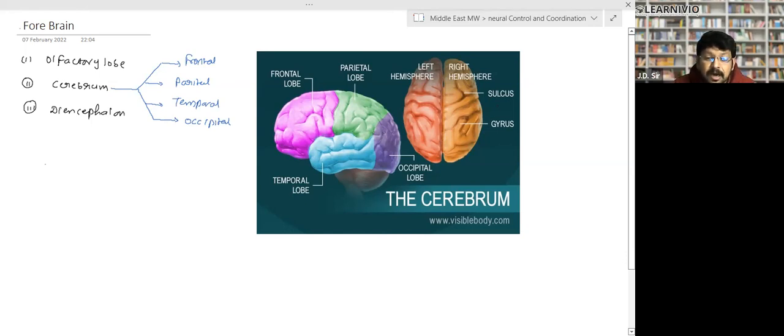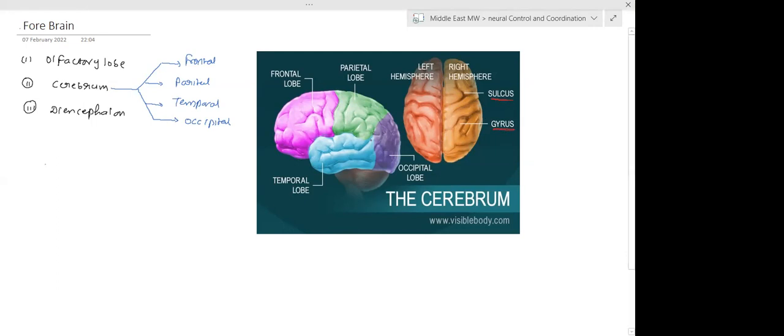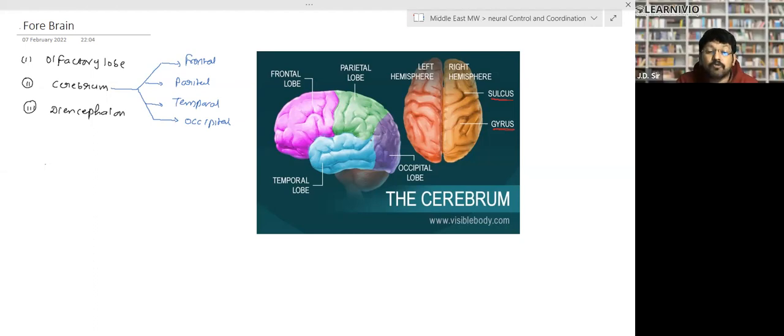There are also these outgrowth-like structures called gyrus. Gyrus are the outward bulges of structure, and sulcus are the depressions. So our brain is made up of gyrus and sulcus. Start noting down. First heading is forebrain. Sir, what does parietal mean? Parietal means rooftop. Okay, sir.